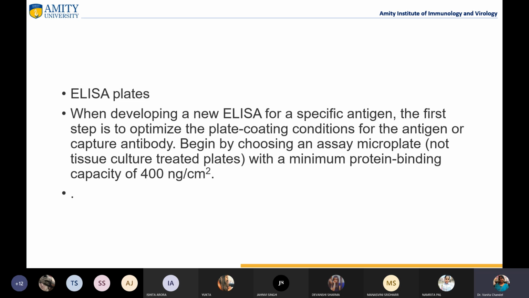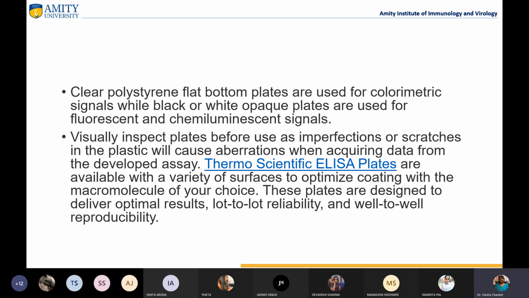So what are the ELISA plates? ELISA plates are used for binding an antigen, where basically all this protocol is done in the ELISA plate. We put antigen, we put antibody, do a number of washing steps, and at the end, the detection also. These are the ELISA microplates, and they are made of polystyrene, which can bind these proteins easily, right? Clear polystyrene flat bottom plates are used for colored reactions at the end, while black or white opaque plates are used for fluorescent or chemiluminescent signals.